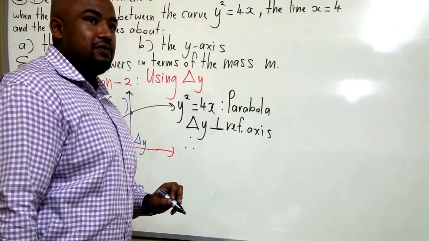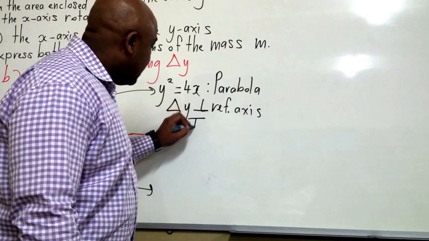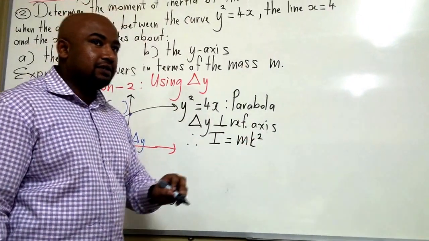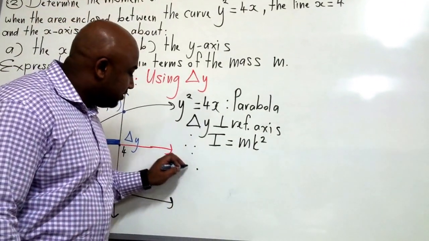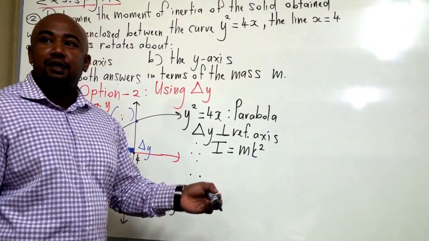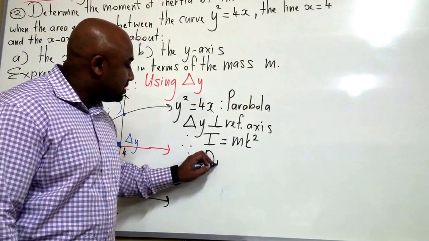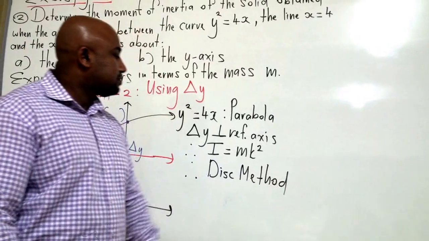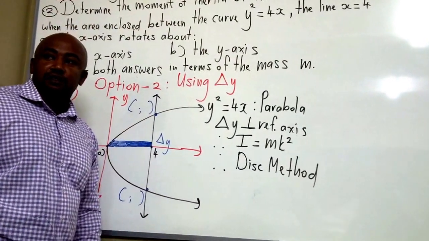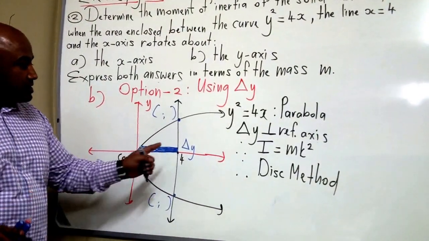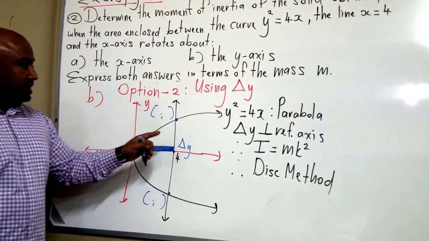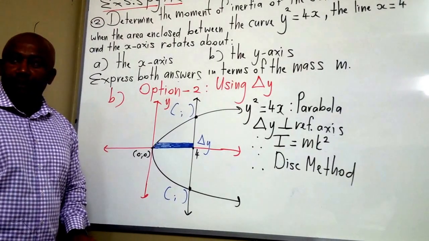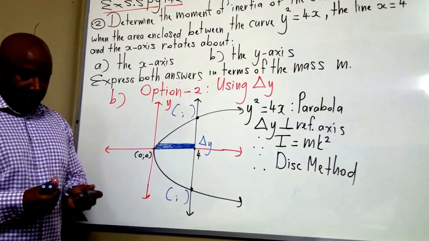Therefore, I'm going to use the formula I equals mk squared. Therefore, for volume, what method am I going to use? I'm going to use this method. Let's see how this is going to work. If I am using delta y, I definitely need to know what the y value is at this point. We can work it out.